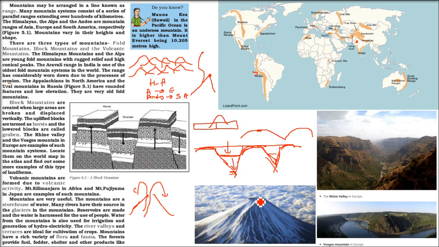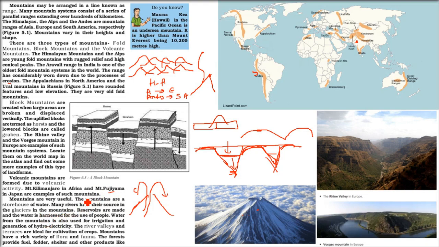So this is Kilimanjaro. Kilimanjaro is in Tanzania, the upper part of Tanzania. I'll try to give you the location right now. So this is Japan, Fujiyama, and then Africa, Tanzania, just below Kenya. That is the position of Mount Kilimanjaro. And these two are formed by volcanic activity.